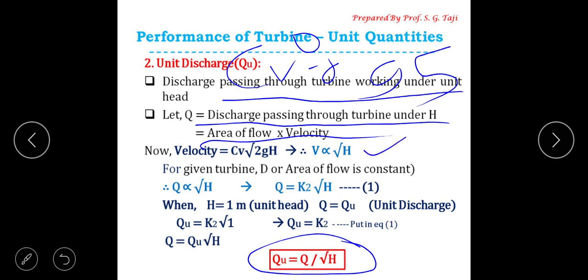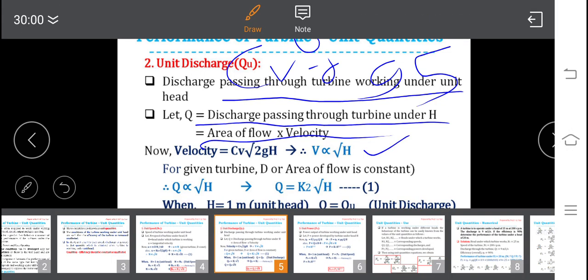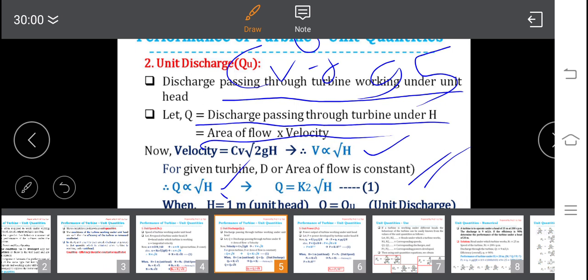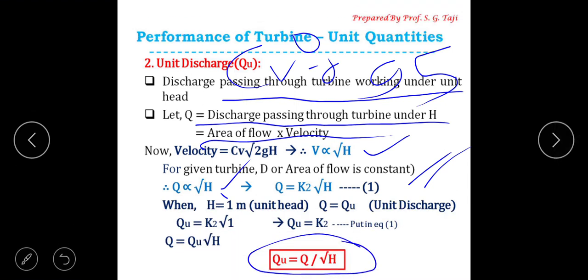Then V is proportional to root H. For a given turbine, D or area of flow is constant. Therefore, Q is proportional to root H, which gives Q is equal to K2 into root H. Here K2 is taken as the constant of variation. Since we are considering 3 parameters simultaneously for the turbine, the constants of proportionality we are denoting as K1, K2, K3 and so on. When H is equal to 1 meter, that is unit head, Q is equal to Qu, unit discharge. Therefore, Qu is equal to K2 into root 1. Therefore, Qu is equal to K2. Hence, Q is equal to Qu root H, from which Qu is equal to Q upon root H.